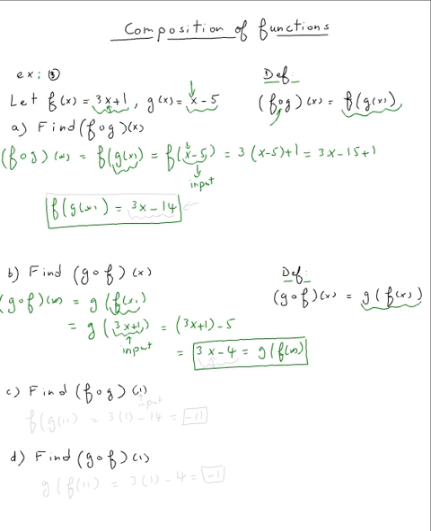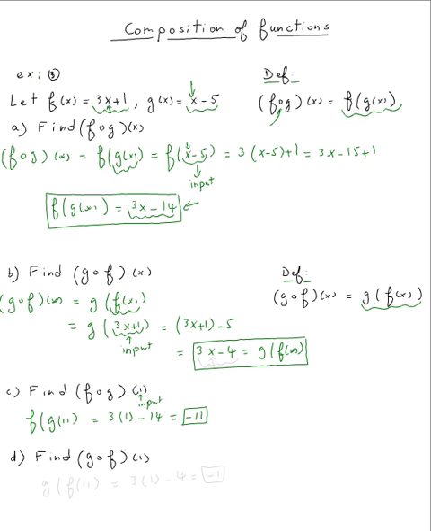Let's circle the solutions. Now we need to find f of g of 1. F of g of 1 is equal to, now we know f of g of x is right here, 3x minus 14, so just plug the input 1, this is again our input, plug it into x, right here, so 3x becomes 3 times 1 minus 14, 3 minus 14 is negative 11.